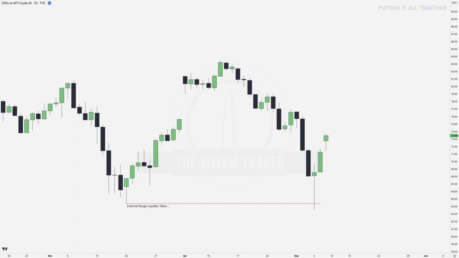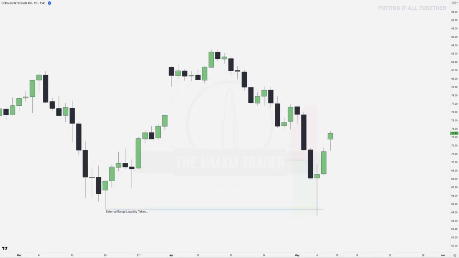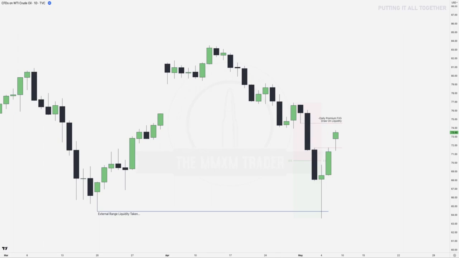Now look at this chart, what has happened already, right? Think back about those core concepts. We have that external to internal range liquidity, right? So draw out your premium and discount levels, from this high up here into this low down here. We have discount until this equilibrium level, this 50% level of the range, and we're going to be aiming from external to internal, right? So where's that internal range liquidity? We've got that daily premium fair value gap, and this is our draw on liquidity.